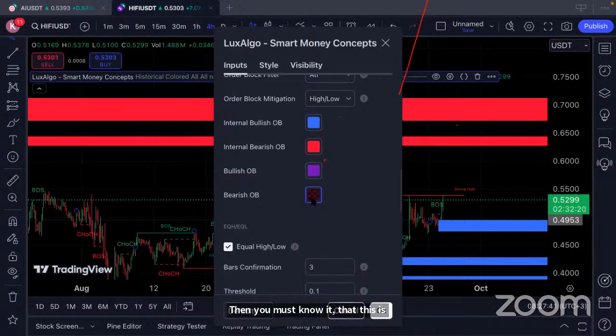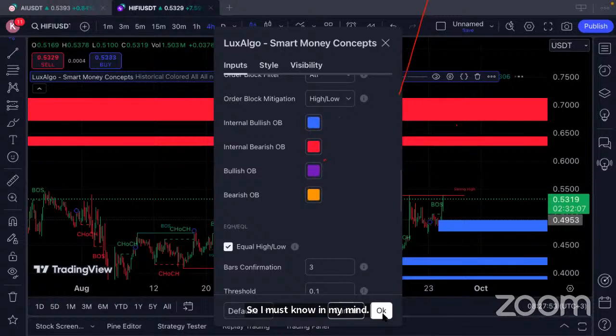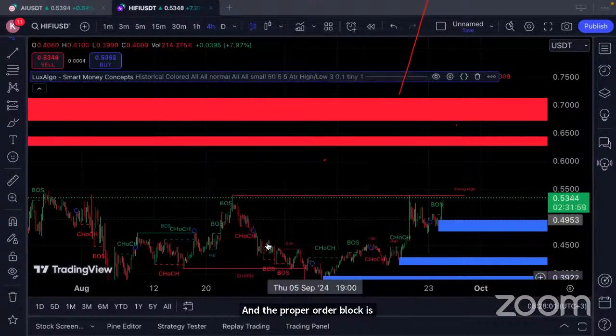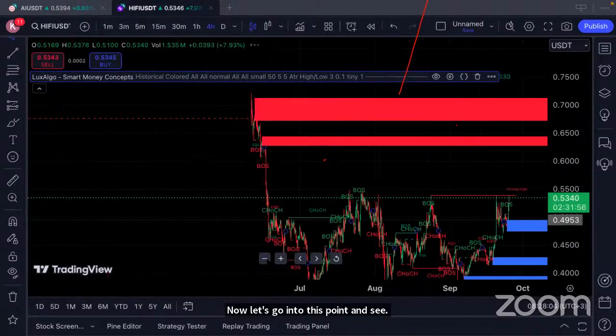Now we are going to find bearish. Since I've given purple to that side, bullish, let me give this one orange. So I must know in my mind that the orange order block is representing direct bearish and the purple order block is representing direct bullish. Now let's go into this coin and see if it has a history for that.